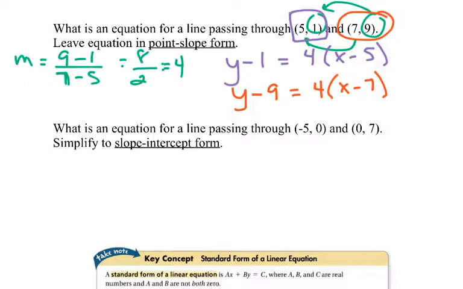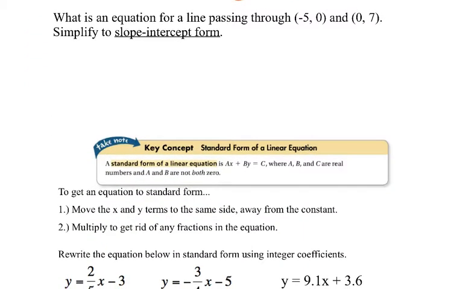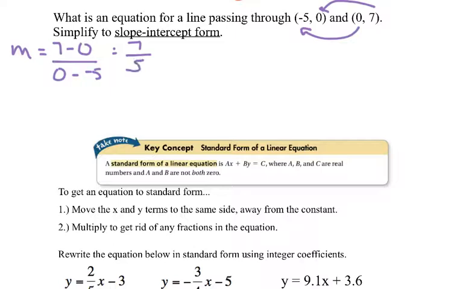Our next question says, what is an equation for a line passing through the points (-5, 0) and (0, 7)? We're going to simplify it to slope-intercept form. Okay, so we're going to start out finding our slope. We need to subtract our y coordinates, so 7 minus 0. And in our denominator, we're going to subtract our x coordinates, 0 minus -5. So 7 minus 0 is 7, 0 minus -5 is 5.